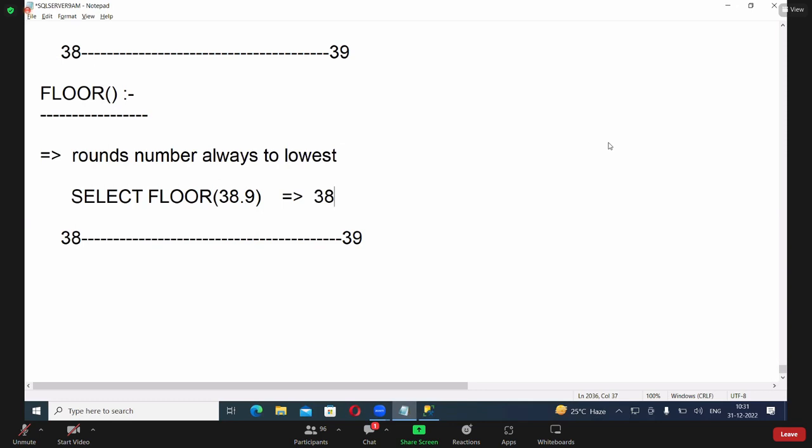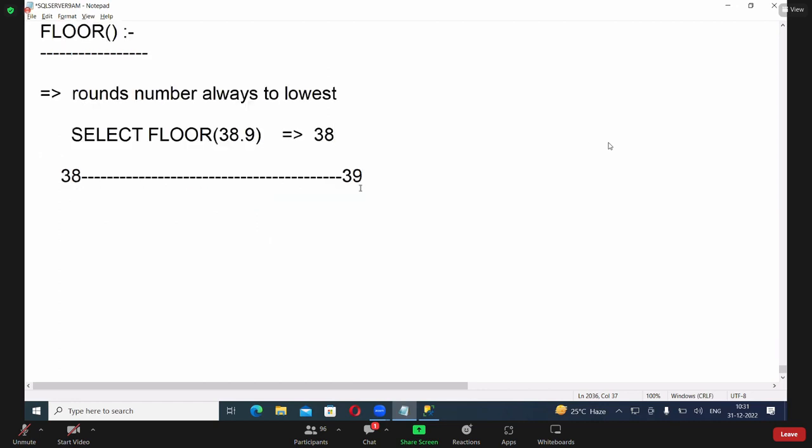Okay. If you want to round based on average, below average or above average, use the round function. Always to the highest is ceiling, always to the lowest is floor. That's all. Three functions are given, so use whichever is suitable for your requirement. Sometimes you want to round based on average, sometimes always to the lowest or always to the highest. These are the three mathematical functions which are most widely used, apart from power, ABS and the like.